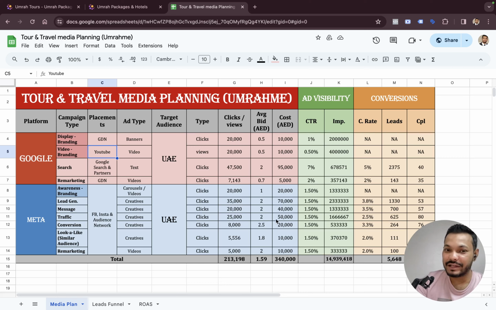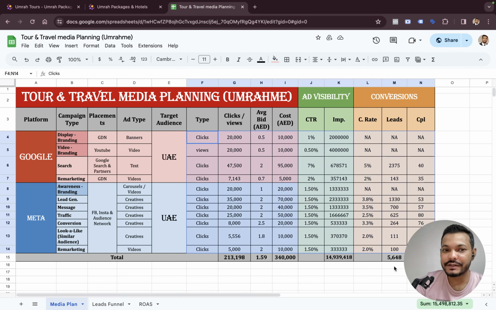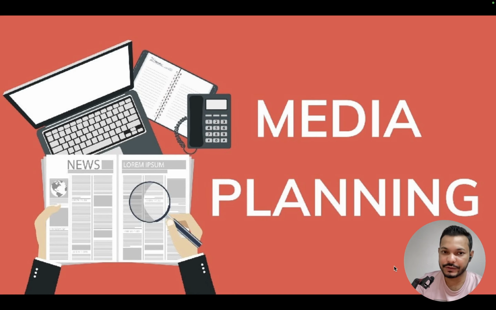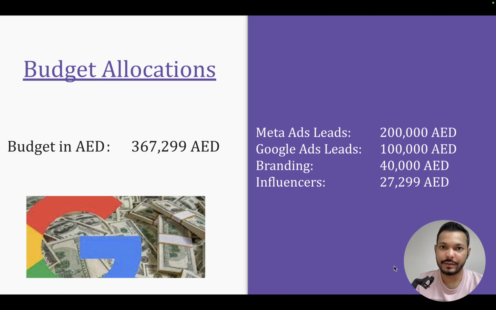Now, before we create the media plans, because the numbers are looking very gimmicky over here, let's understand how we bifurcate the budgets. The first thing is to allocate the budget. How do we divide the budget across different platforms? From the overall budget, which was 367,299 AED, we have given the maximum budget to Meta Ads, which is around 200,000 AED. Then we have allocated 100,000 AED to Google, and the remaining budget is going to branding campaigns, and some amount is also going to influencers.